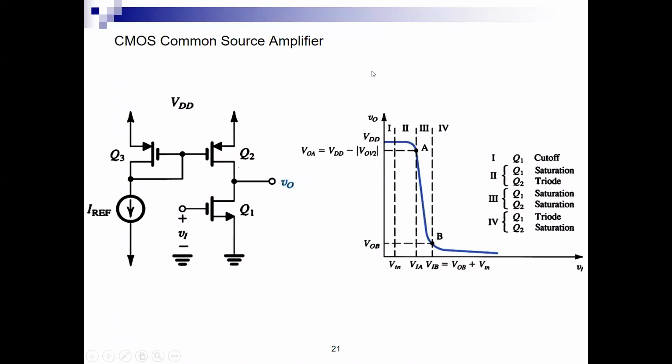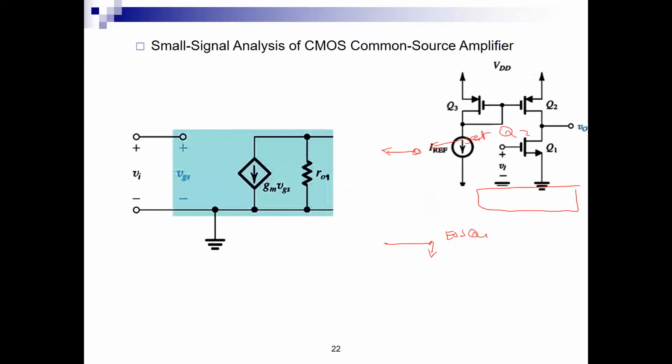So here now we know that between A and B, we have this region here, region number 3, where the two transistors are in saturation. This is point A, this is point B. This is the edge of sat for Q1 and this is the saturation condition for Q2. Okay, and I need to guarantee that I operate between those 2 points.